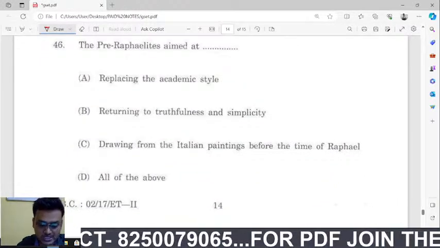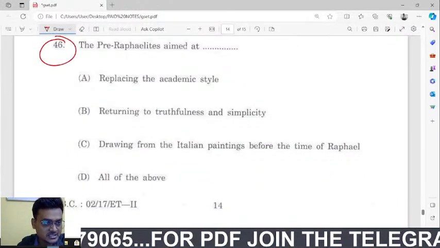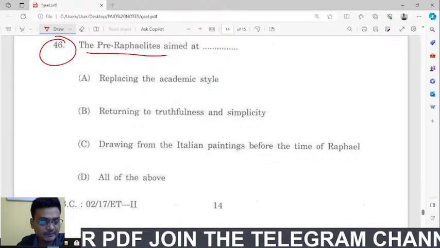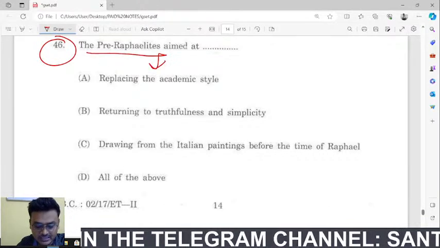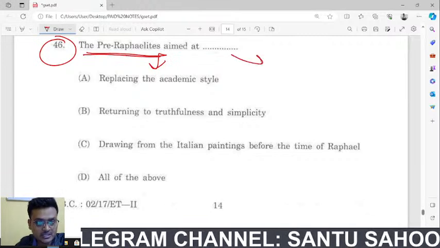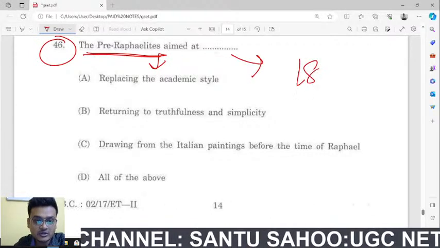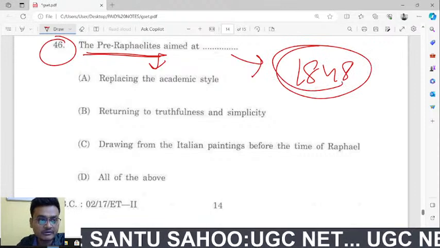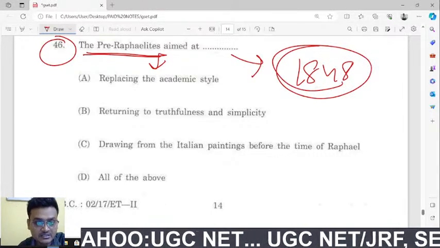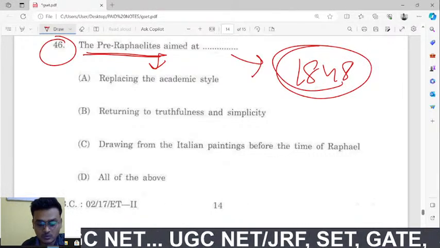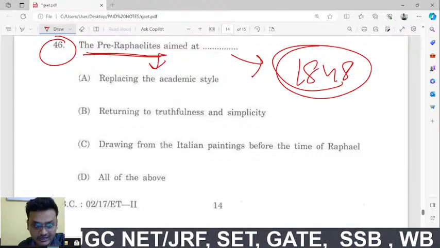Here is today's last question. Tomorrow I will be finishing this paper. The Pre-Raphaelites aimed at... Excellent, Tahida. The Pre-Raphaelite Brotherhood was established in 1848. Remember that. What were the aims of the Pre-Raphaelites?